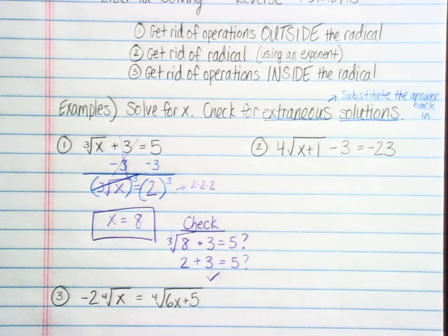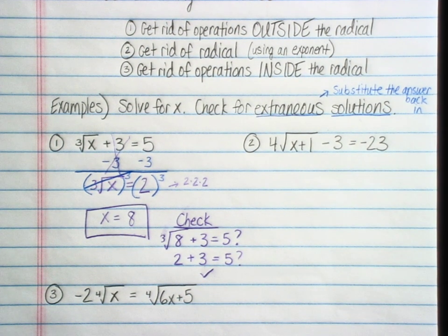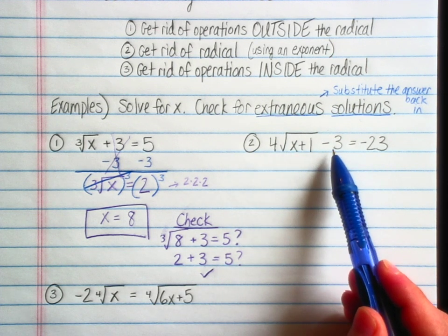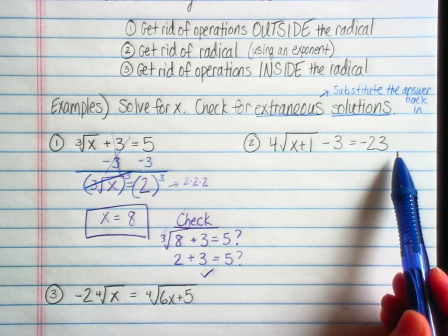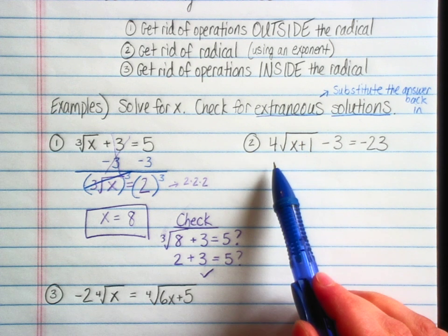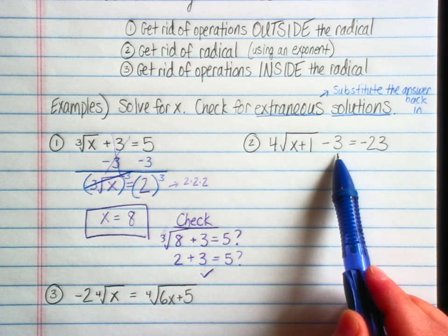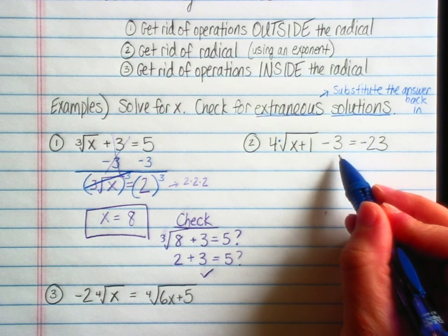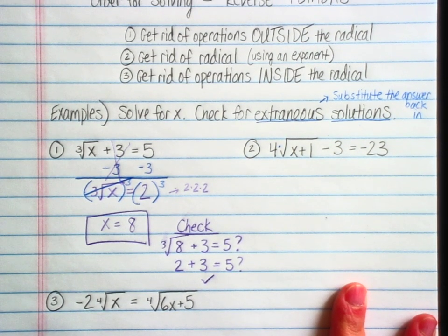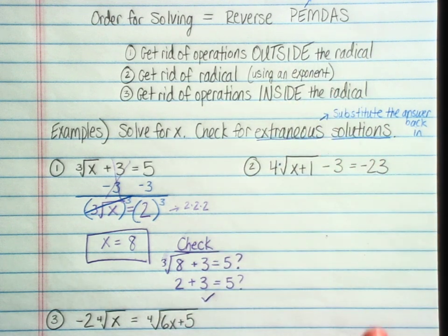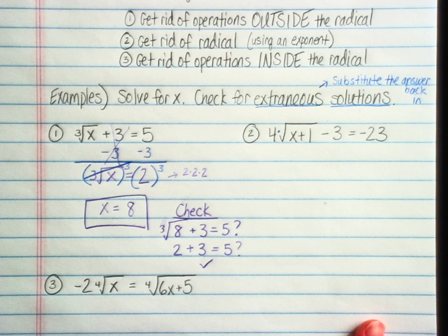Alright, let's try another one, a slightly more complicated one. Make sure we're understanding it. Alright, number 2, 4 times the square root of x plus 1 minus 3 equals negative 23. So again, anything that's not underneath this bar is what I'm getting rid of first. So that would be this 4 and this minus 3. Now this is a times 4, whereas this is a minus 3. And if you remember what we mentioned up above, we go in reverse PEMDAS. That means we actually want to get rid of addition and subtraction first. So the minus 3 is the part we're going to get rid of first.